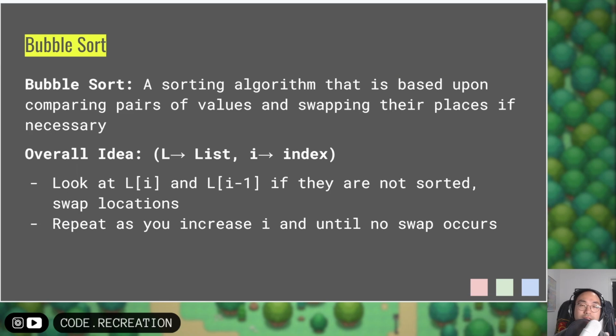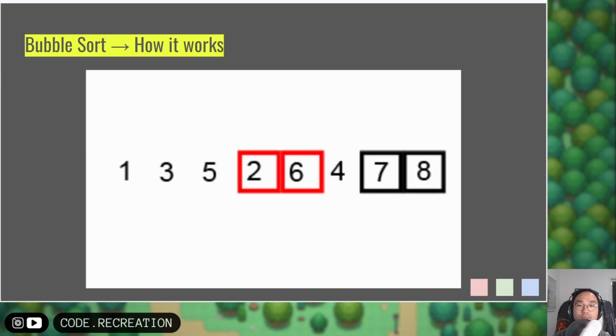So bubble sort is a sorting algorithm that is based upon comparing pairs of values and swapping their place if necessary. So the overall idea is that we look at L at I and L at I minus 1, those two locations, and if they're not sorted, we swap their location and repeat as you increase I, until no swap occurs. So we will be looking at a little animation.